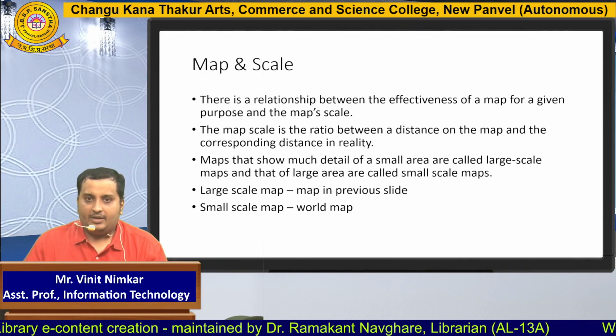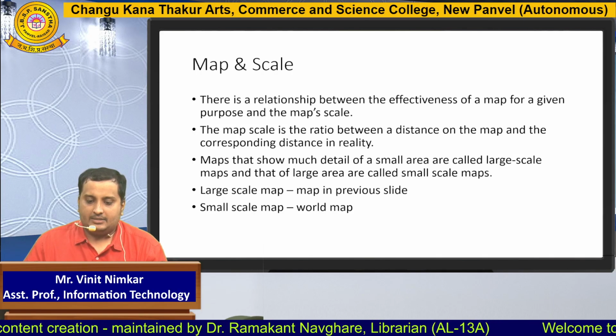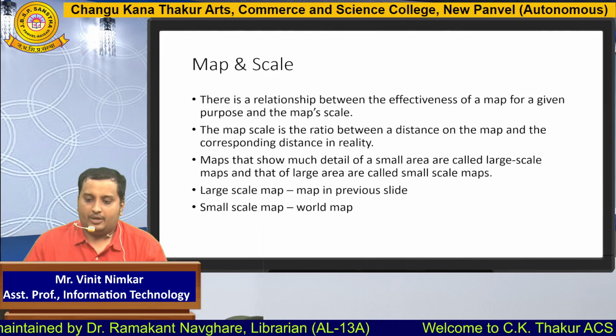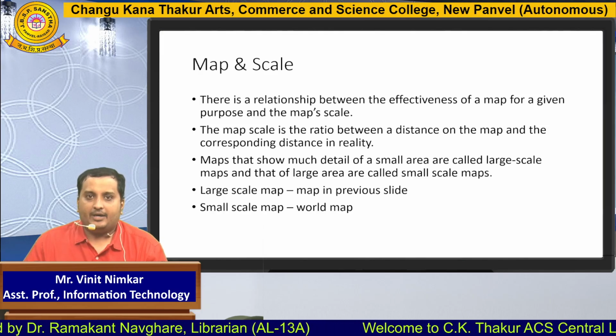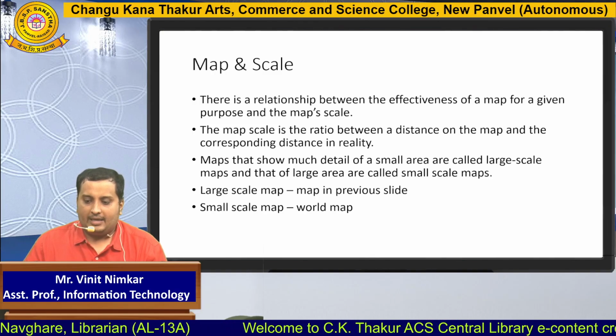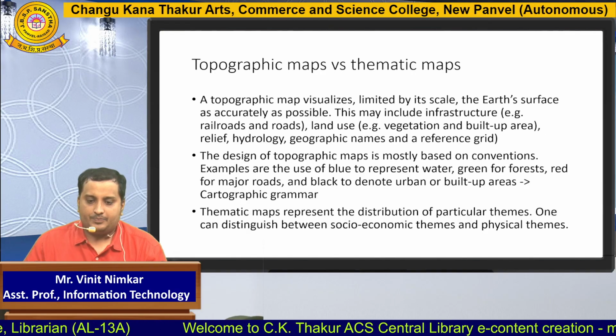Next topic is map and scale. The relationship between map and scale is that large scale maps have a ratio between distance on the map and the corresponding distance on the ground. Maps that show details of a smaller area can be used for large scales.